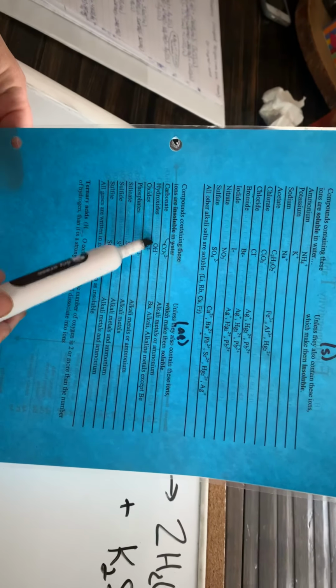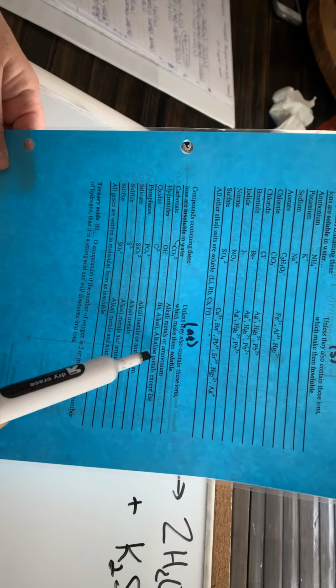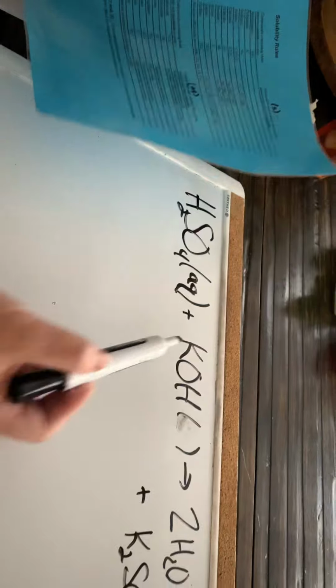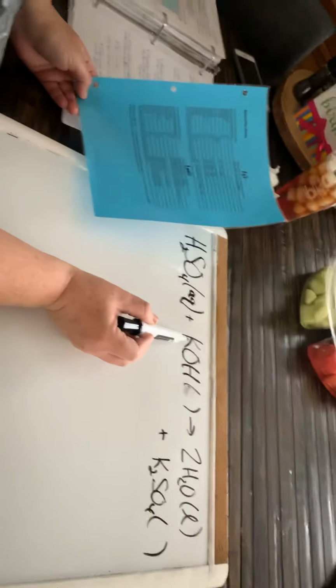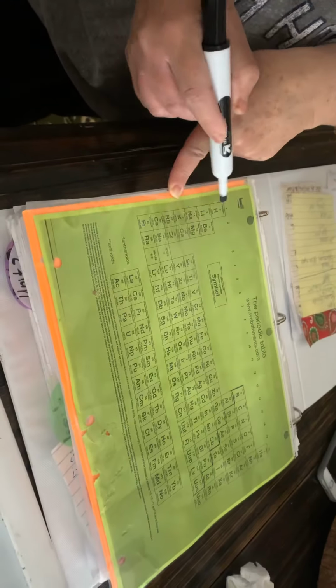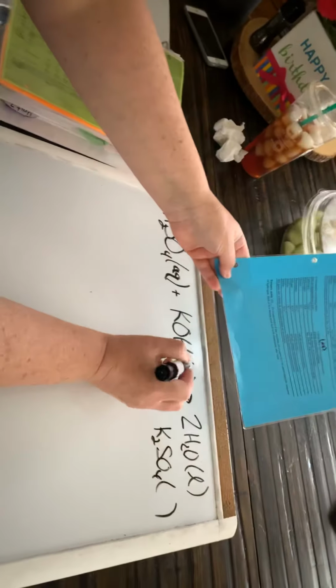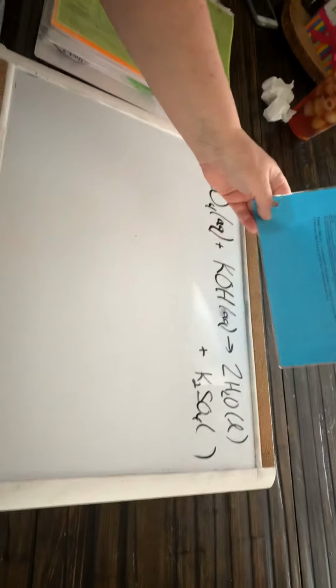Hydroxides are insoluble unless they're with Ba, an alkali or an alkaline metal, except Be. K is an alkali metal. Hold on, just want to show you. K is right here, so it's an alkali metal. Okay, first row, alkali metal. So because it's an alkali metal, this is always aqueous. This is also aqueous.